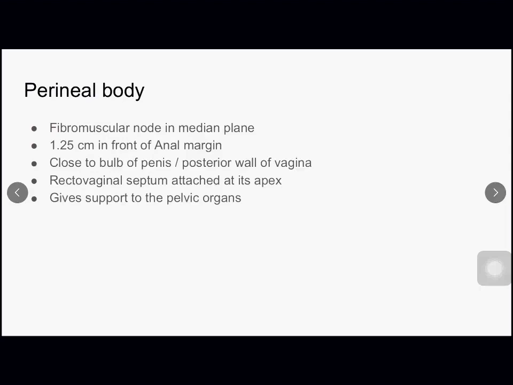At its apex, the rectovaginal septum will be attached. This perineal body is very, very important because it gives support to all the pelvic organs. In females this is very, very important.